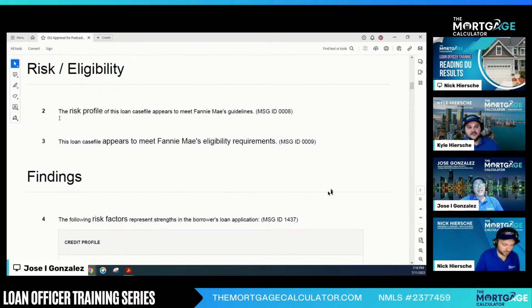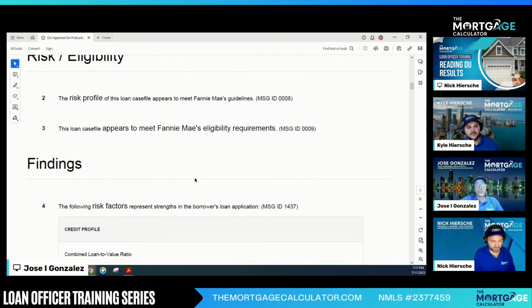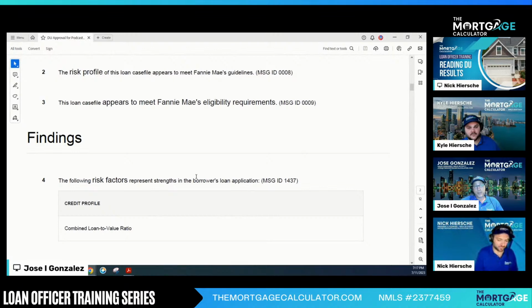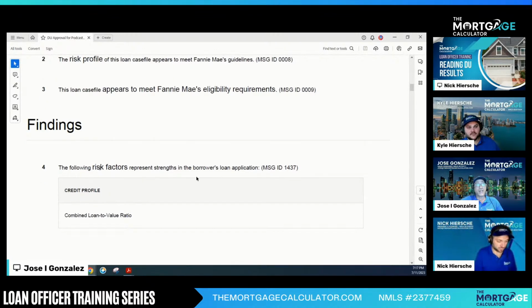Well, if it doesn't meet it, it's going to tell you this case does not meet Fannie Mae guidelines because you received a refer ineligible or refer eligible, whatever it may be. It'll give you a couple extra little words there, but it won't really tell you much in this section. It's just going to tell you what you already know. But where it does tell you some of the scenarios, it would be right here.